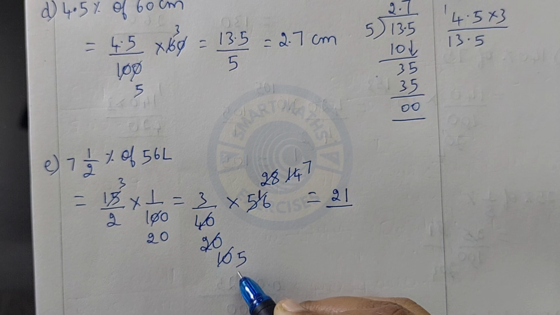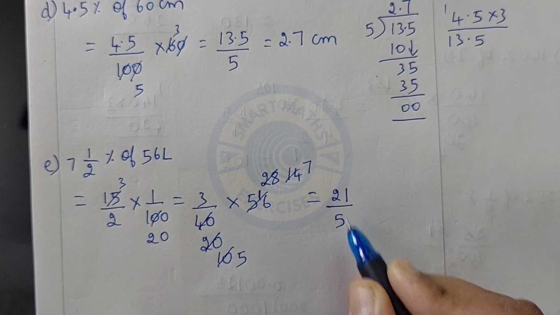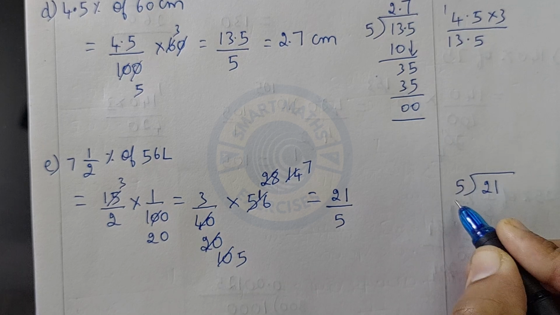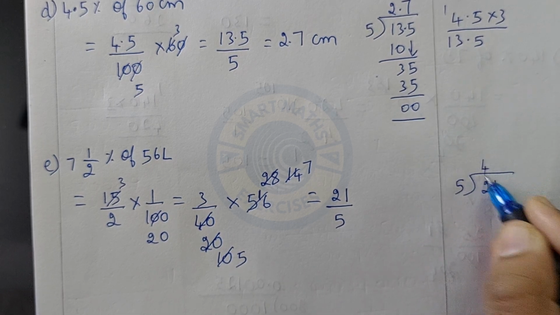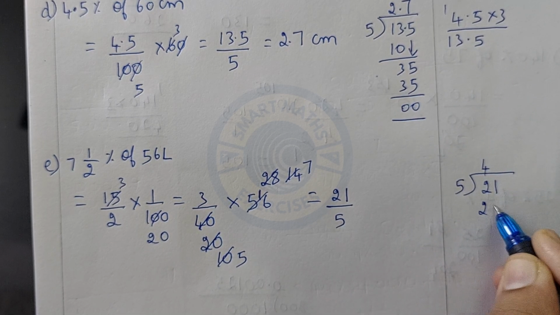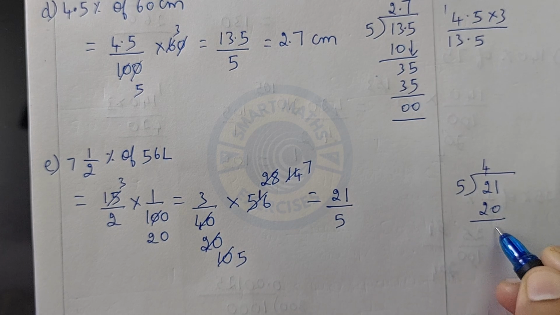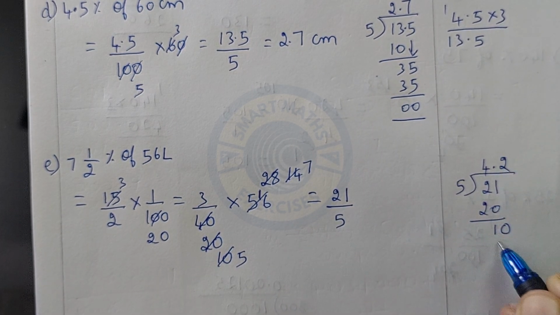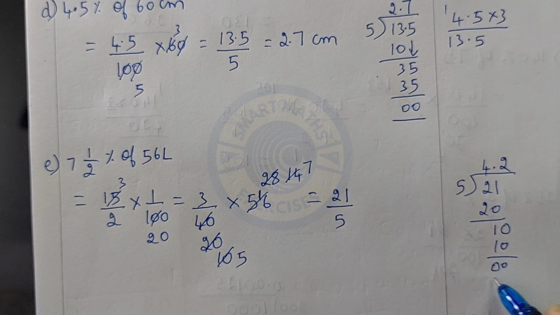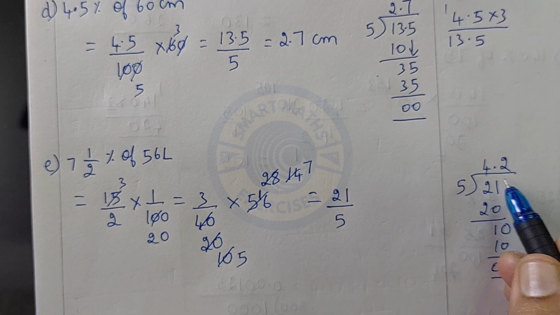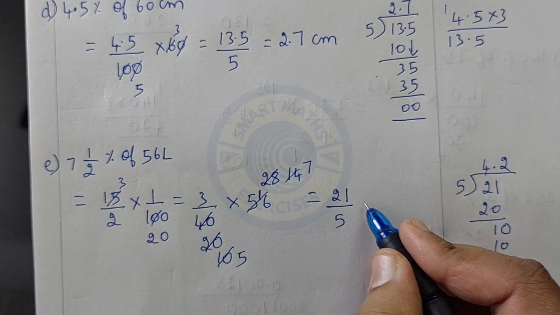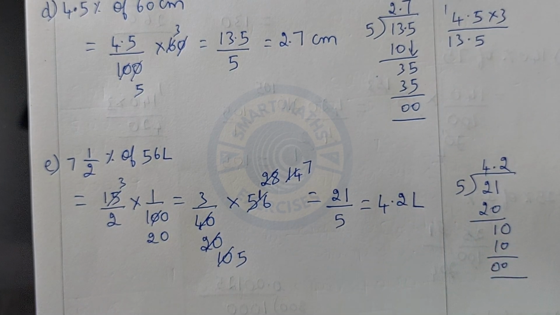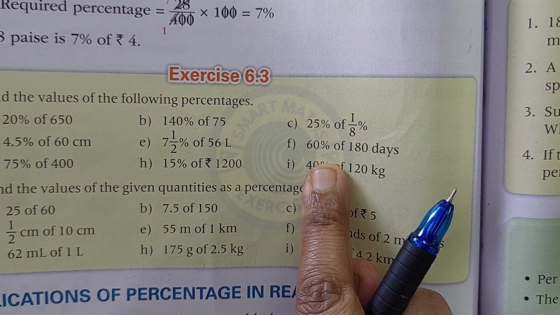by 5. Now divide 21 by 5. 5 outside, 21 inside. 5 4s are 20. 21 minus 20 is 1. Put a decimal point, add a 0. 5 2s are 10. 10 minus 10 is 0. So answer is 4.2 L. 4.2 L. Next question F.